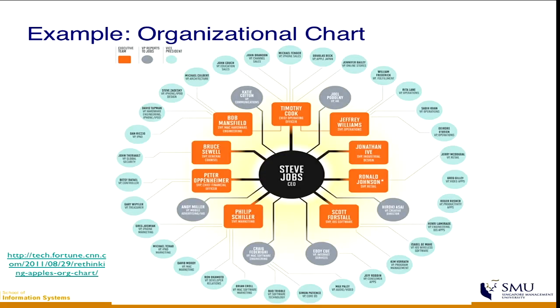Another common example is an organizational chart, like companies, right? So the company has a lot of employees, and they need to manage their subordinates in a particular fashion to make sure they're going in the same direction. So this is Apple in the time of Steve Jobs. So Steve Jobs being the CEO, he's at the center. And then he has people who report to him. And then there are other people who report to those other people, and so on. So they form a hierarchy.